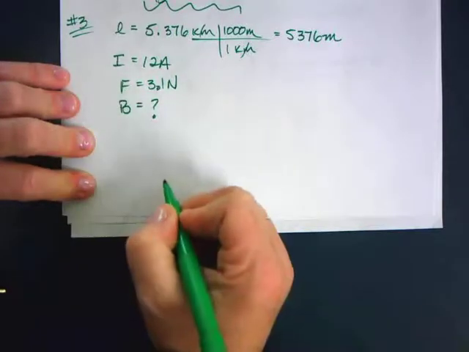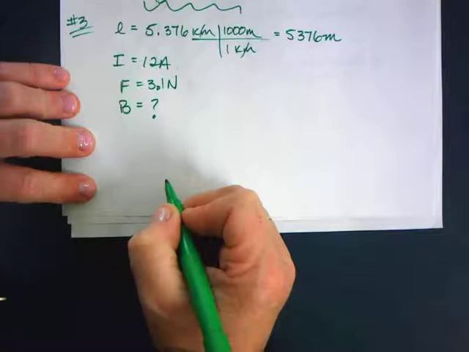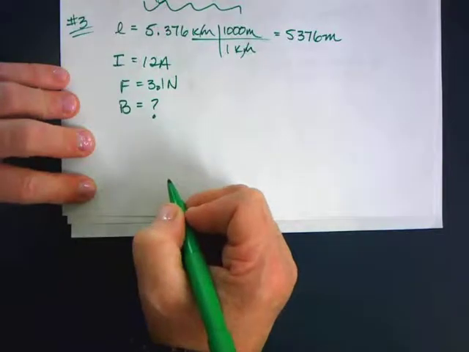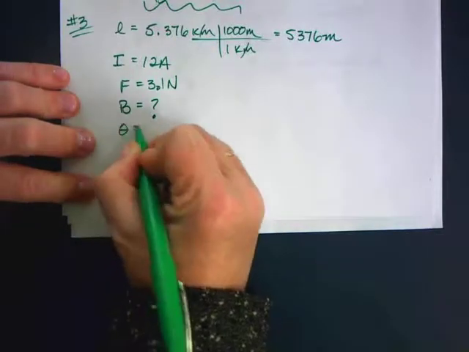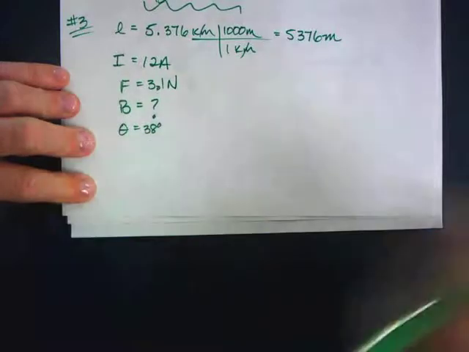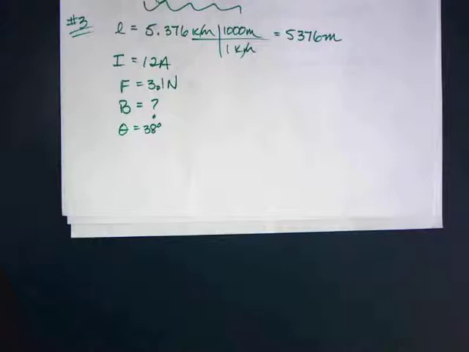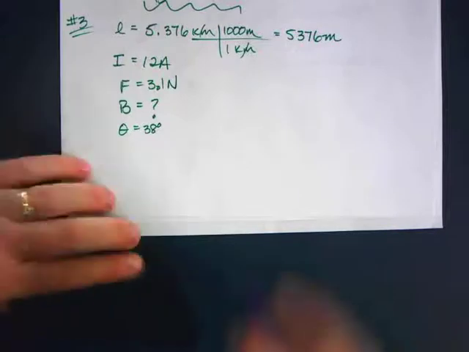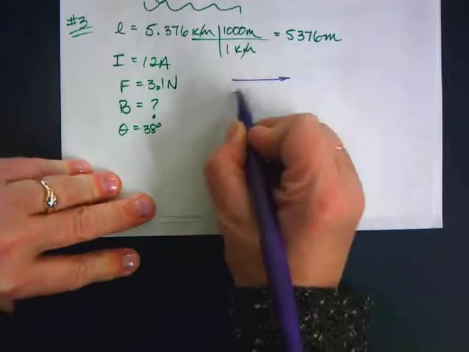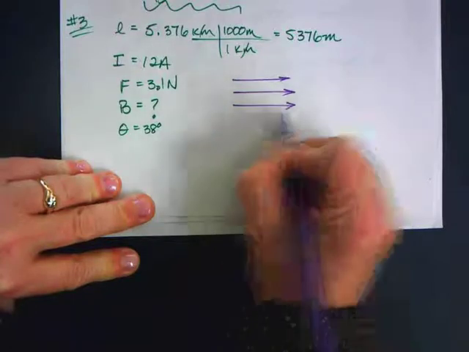We want to know what is the strength of the magnetic field in that region. And there's one other thing. The wire is at a 38-degree angle with the field. So theta equals 38 degrees. And I'm going to draw a little picture off to the side here. It says it's a 38-degree angle. The wire makes a 38-degree angle with the field.